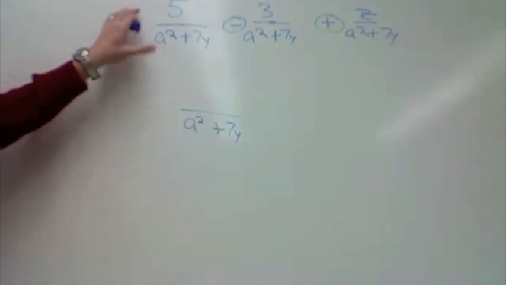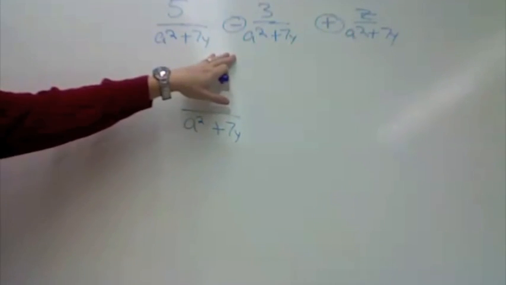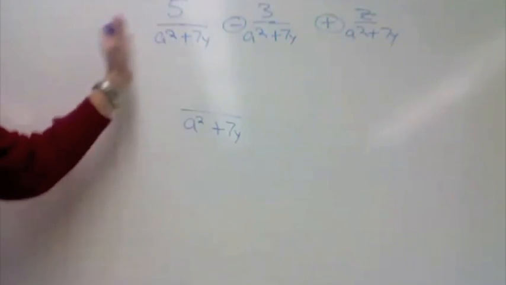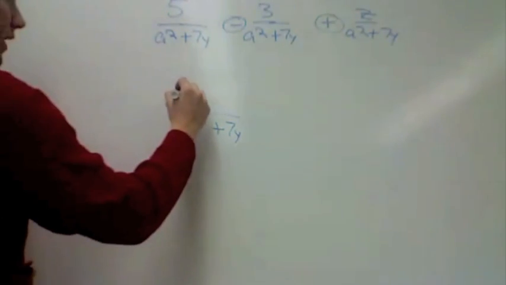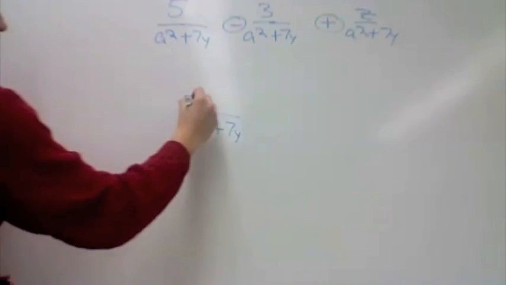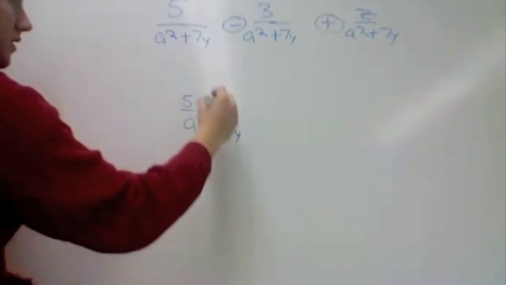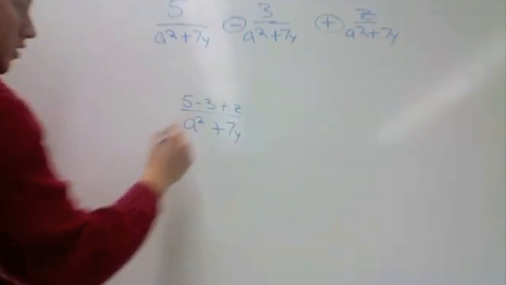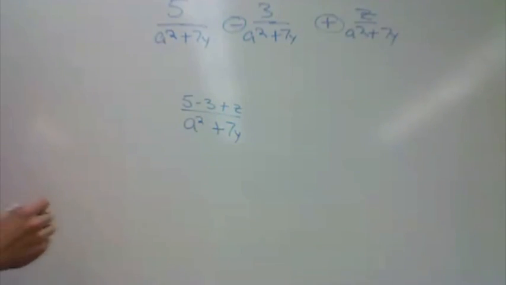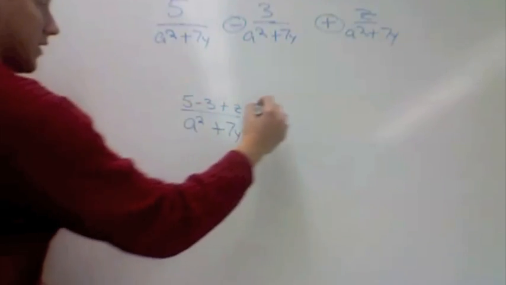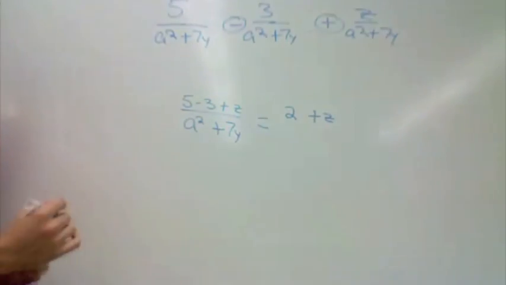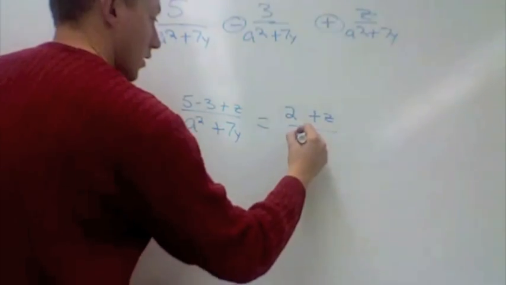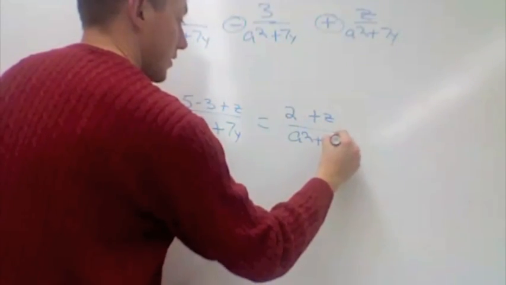So now we're going to do whatever our signs are asking us, in this case subtraction and addition, and we're going to combine like terms and get our answer. As you can see, we get a 5 here minus 3 plus z. Keep in mind, do not multiply here. So 5 minus 3 is 2 plus z. Do not put 2z because you will get the wrong answer. Over a squared plus 7y.